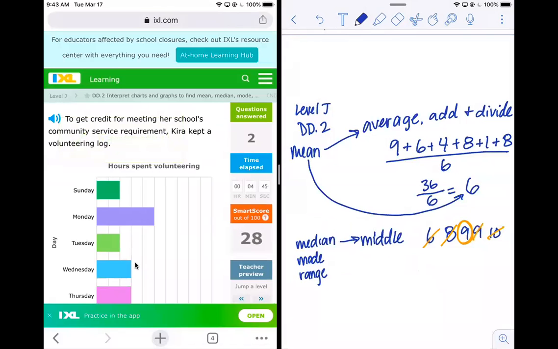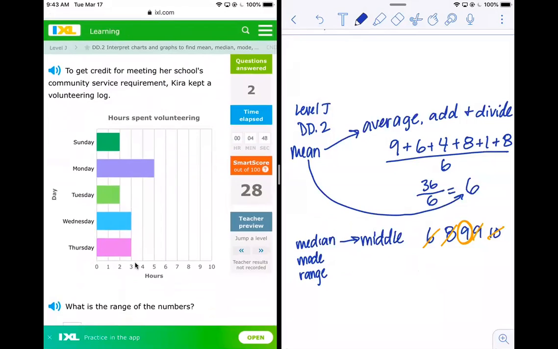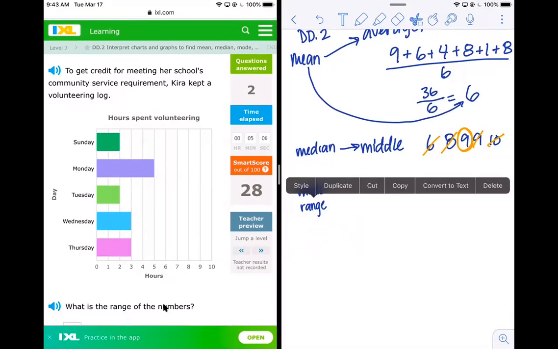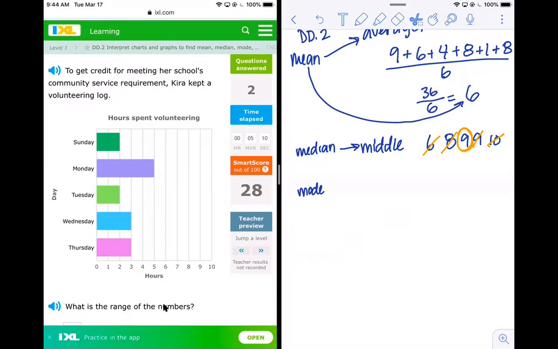Press submit. Sweet. Then for this one, they give us a different graph, with Sunday, Monday, Tuesday, Wednesday, Thursday, and they want to know the range of the numbers. So this is a different one. Okay, so the range is the biggest number to the smallest number. So biggest minus the smallest, right? They're trying to get an understanding of how wide the range is. In this case, Monday is the biggest one, and on Monday, the biggest was 5. So I'm going to say 5 there.